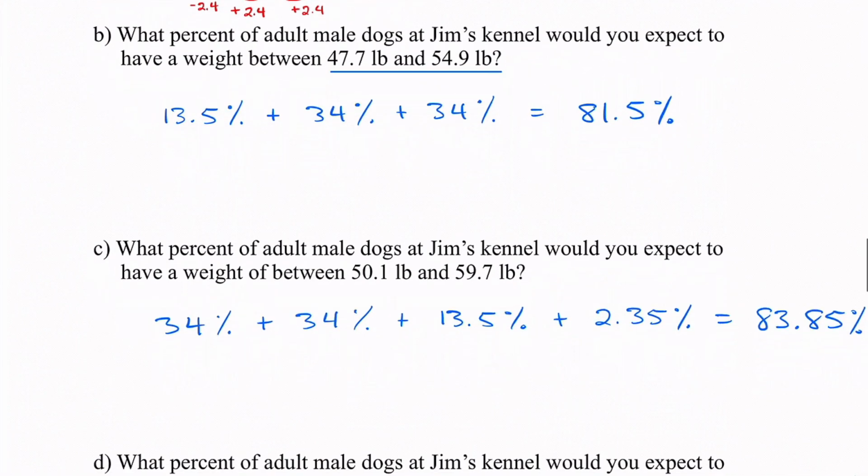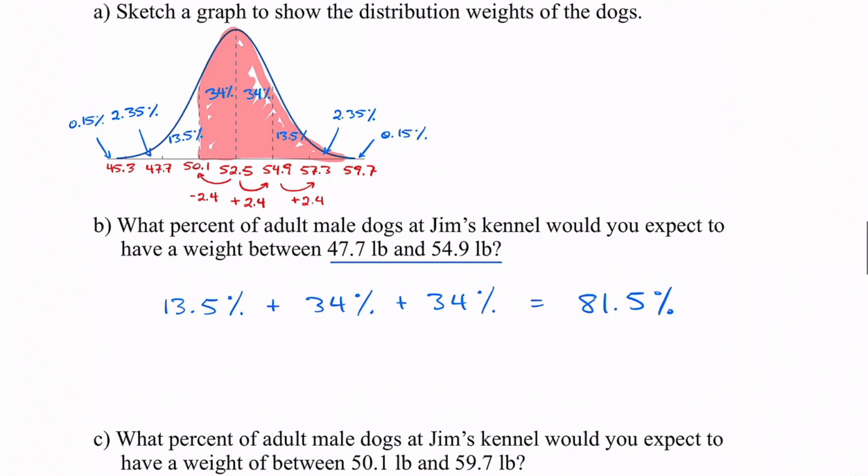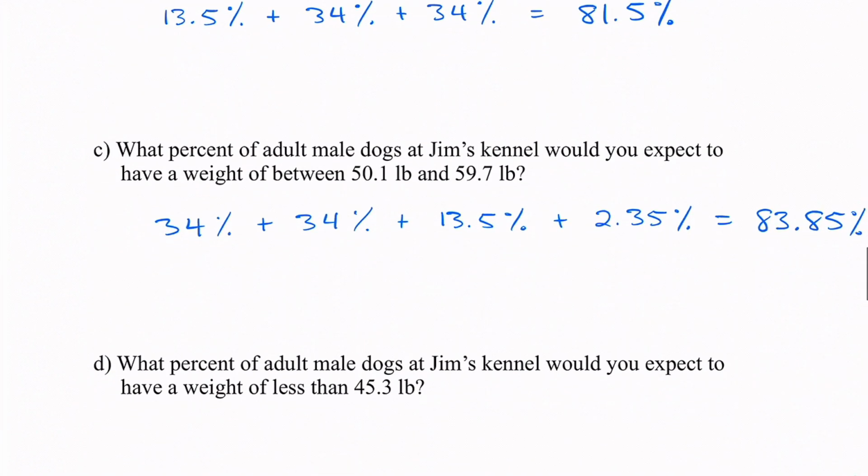The last one here now, part D, it says, what percent of adult male dogs at Jim's kennel would you expect to have a weight less than 45.3? So let's go back up and we have to be less than 45.3. So I'm going to erase that zone that we had. And now we are less than 45.3. So that is right here, less than 45.3. And that percentage is just 0.15%. So that one I didn't even need to add anything up. I can just see that it is 0.15%. So our answer, 0.15%. So that one's all done.